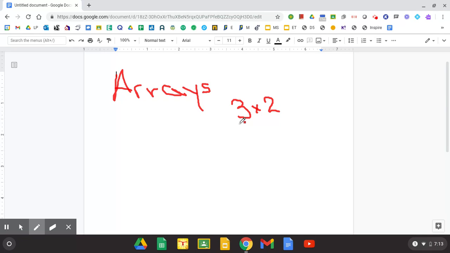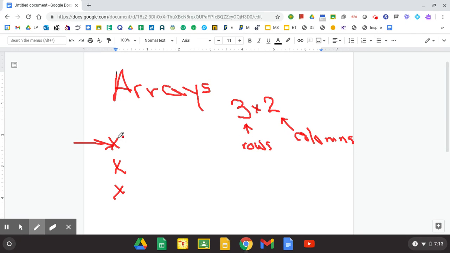So this first one here, the 3, is the rows. And then this one is the columns. Yikes. Ugly handwriting. So the way I like to do it when I have 3 times 2 is I start with my rows and I go 1, 2, 3. So I have 3 down. Those are the rows. Rows go this way, side to side. So there's going to be 3 of the rows.